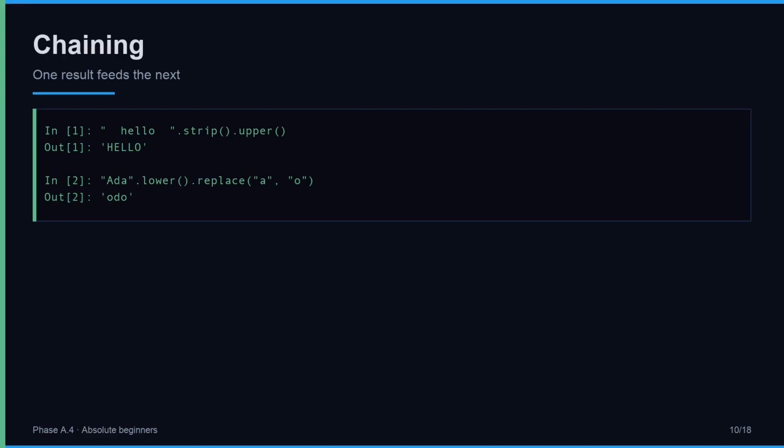Strip removes the spaces from the string and returns hello. Then upper on that result returns HELLO. Read left to right. Or, ETA.lower gives eta. ETA.replace, with a and o, gives oto.